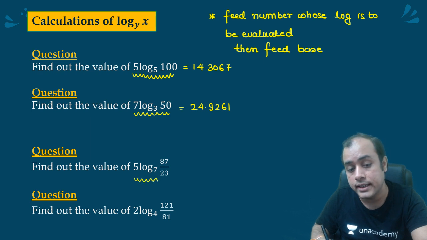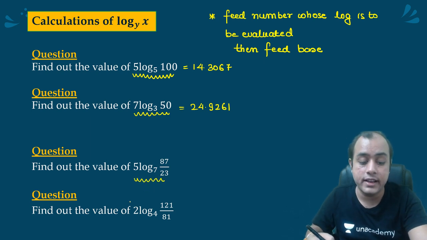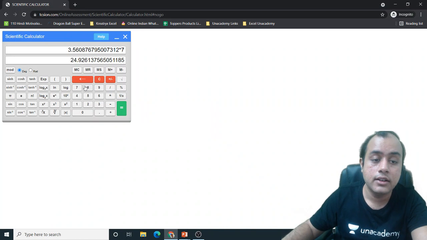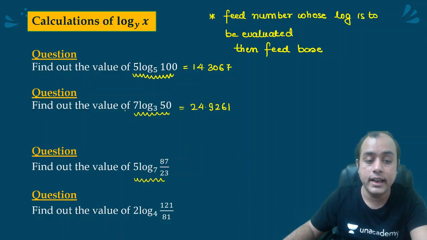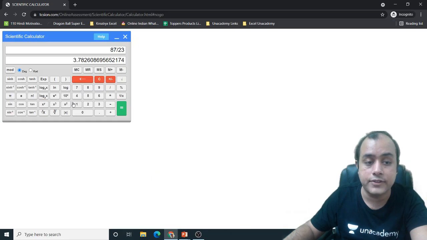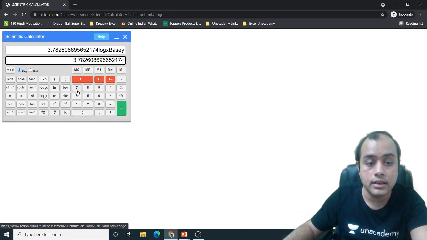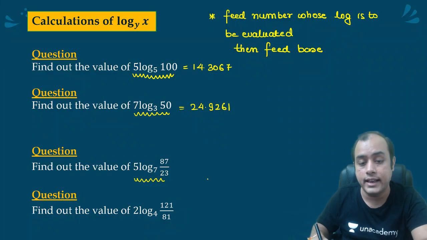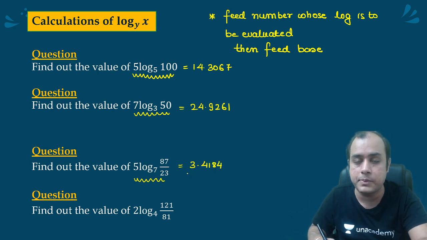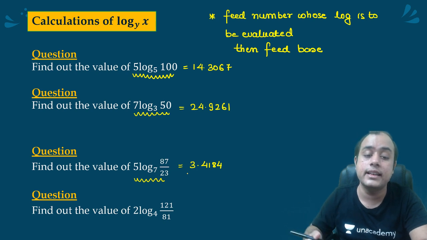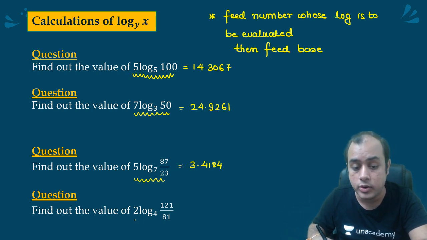What about this? 5 log 7, 87 by 23. First 87 by 23. Okay, now I need a log on a base of 7. So log, I will feed 7. Press equal to, into 5. 3.4184. And it's better in the virtual calculator if you calculate up to 4 decimal places, because in that case your calculation will be more accurate.